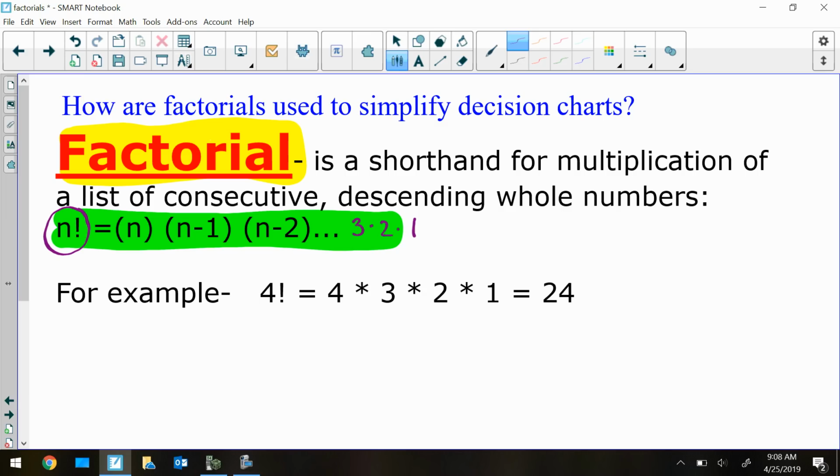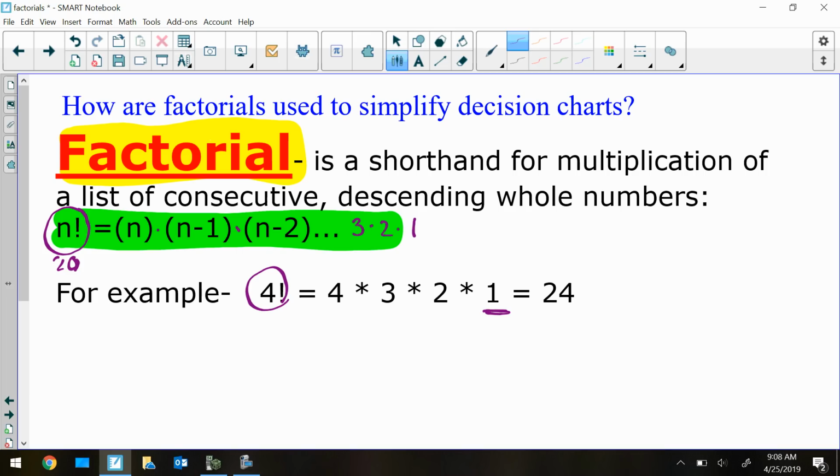It's a whole number. What it means is you take that number, and every time you take away 1, and you just multiply this string of numbers together. You just keep going down until you get down to 1. So if I have a small number like 4, it's really just 4 times 3 times 2 times 1. But if this was a big number like 20, it would be 20 times 19 times 18 times 17 times 16 times 15, and you go dot, dot, dot all the way down until eventually you get down to 3 times 2 times 1.